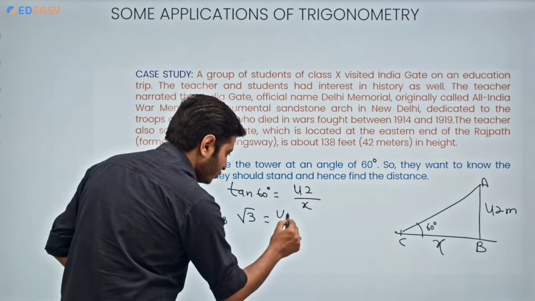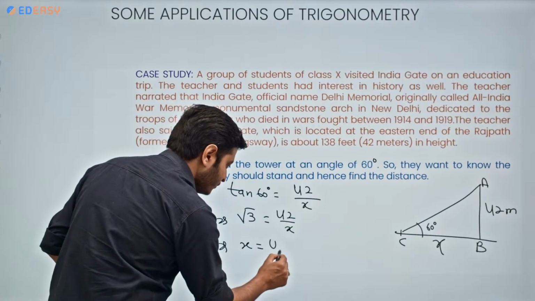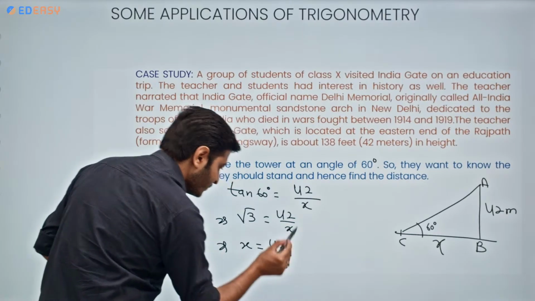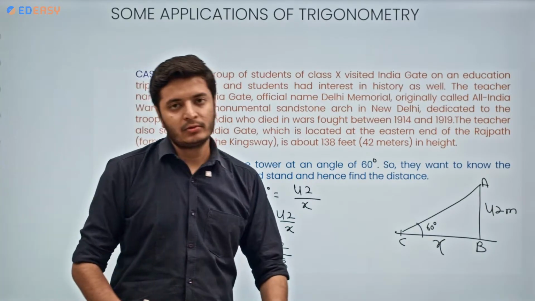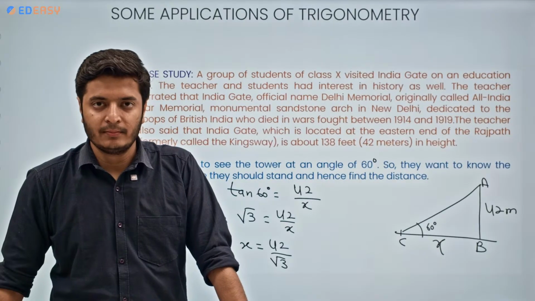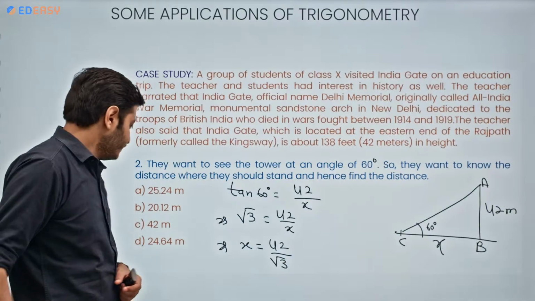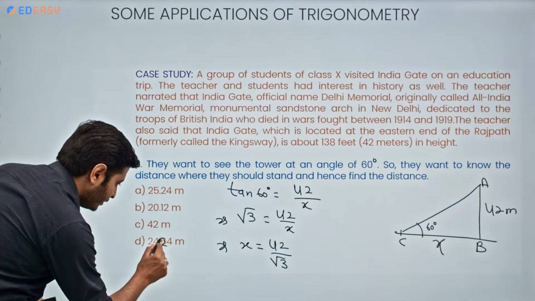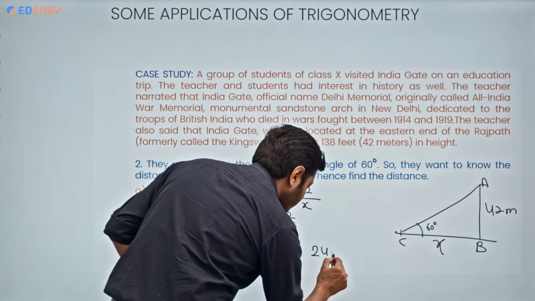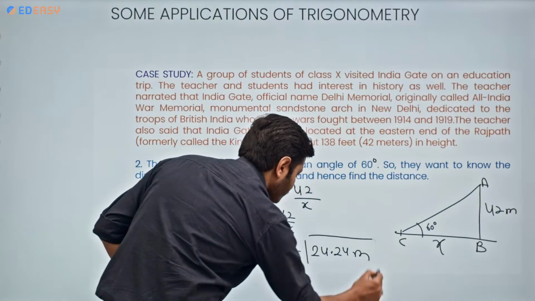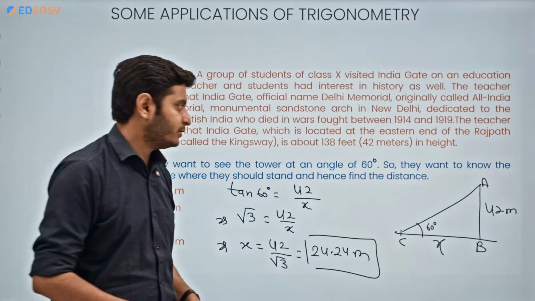Root 3 equals 42 by x. Cross multiply or transpose, x is equal to 42 by root 3. Now the value is not matching. We know that the value of root 3 is 1.73, correct? So if we are dividing 42 by this value of root 3, this will come roughly around 24.24 meters. We need to write the values in decimals, so this will be your correct answer, 24.24 meters.